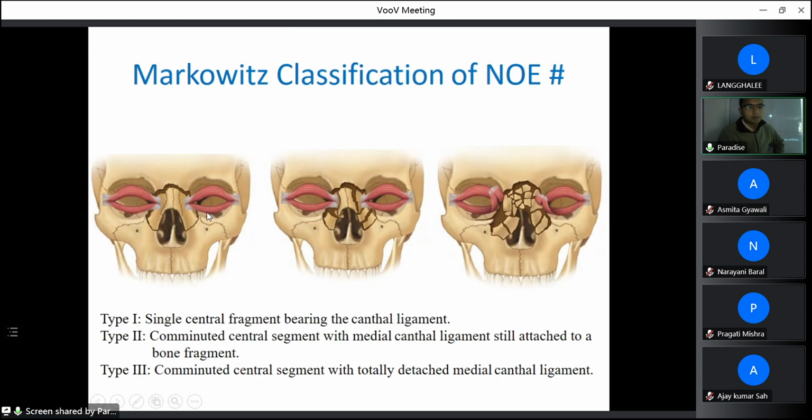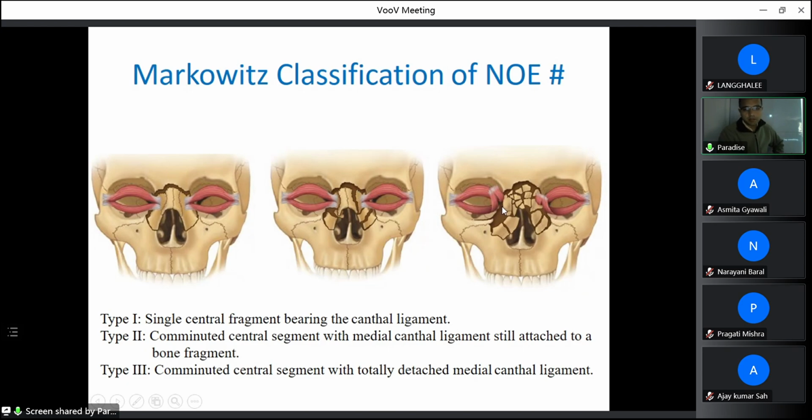In case of type 1, there is simple fracture, single fracture, medial canthal ligament is still attached to the large bony fragments. You can reduce and fix these bony fragments with the help of 1.5 mm plate and screw. In case of type 2, the medial canthal ligament is still attached to some bone, but there is comminuted fracture, but we can still reduce and fix this bony fragment with the help of 1.5 mm plate and screw.